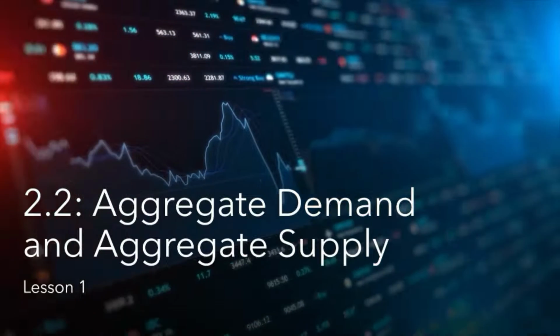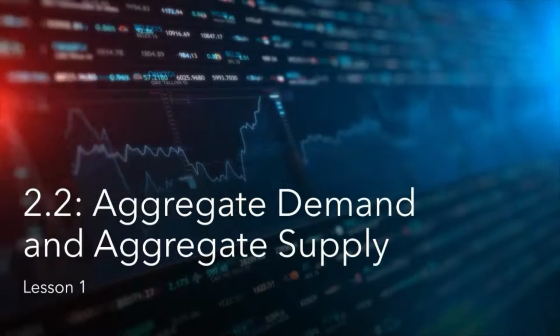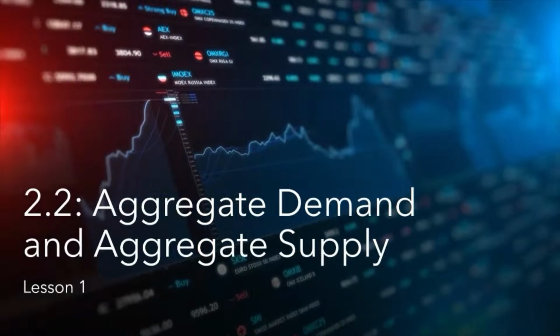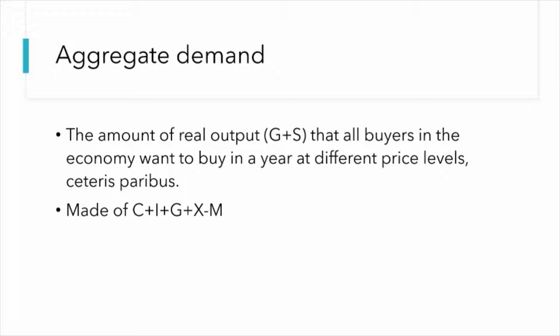Today's lesson is on aggregate demand and aggregate supply, so let's get right into it. Definitions are really important. So, aggregate demand is defined as the amount of real output or goods and services that all buyers in the economy want to buy in a year at different price levels, ceteris paribus.